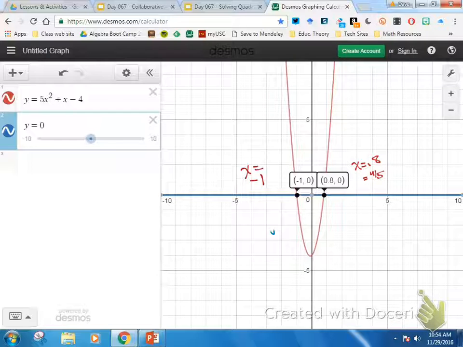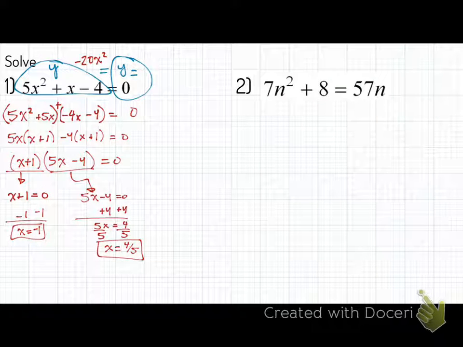So should you get any of your problems wrong on this type of work? Nope. We can always check your work, right? Make sense? So whenever we see the word solve, get that graphing calculator out because we could use this logic here, this y is equal to y thing. Okay? So I'm going to go back to number 2 here. Number 2, we got 7n squared plus 8 is equal to 57n. Okay? So what do I notice here? The 57n is on the opposite side. Good. It's not equal to 0, so I want to subtract 57n on both sides.